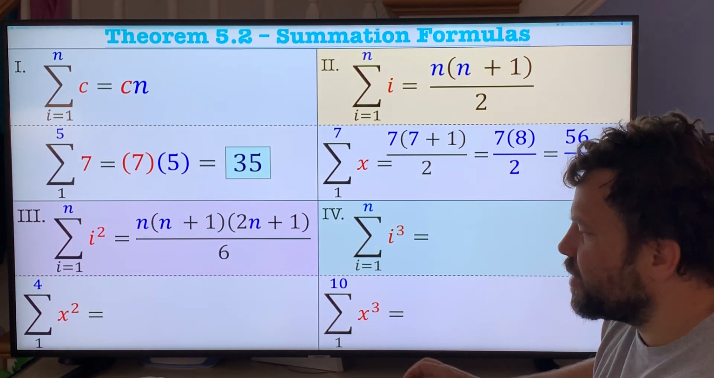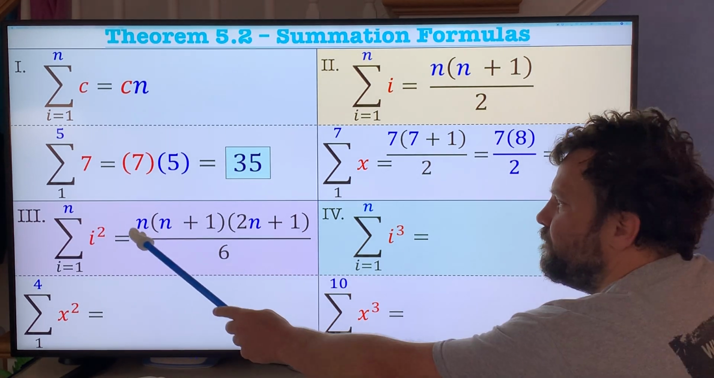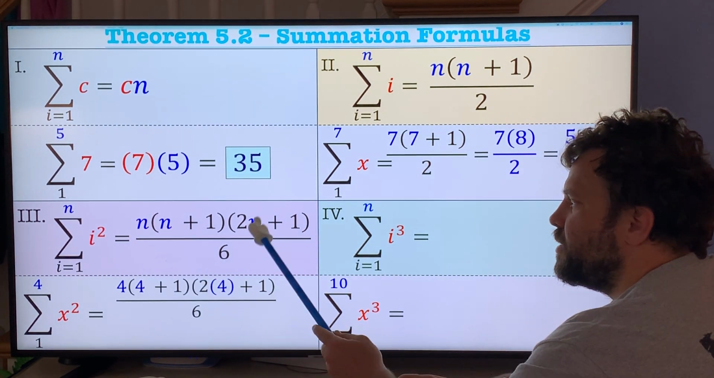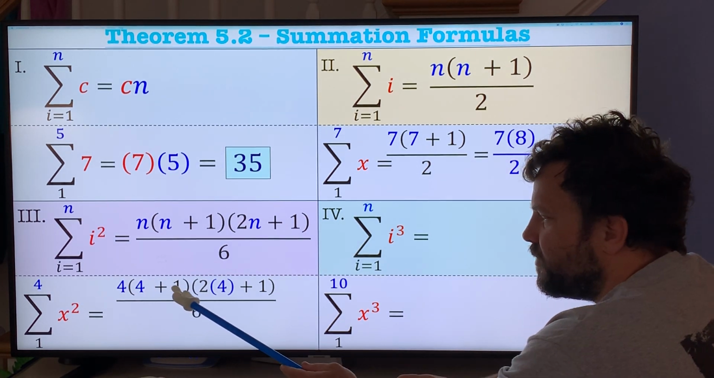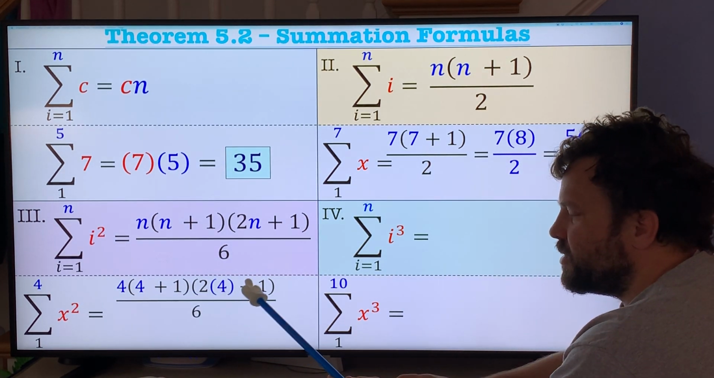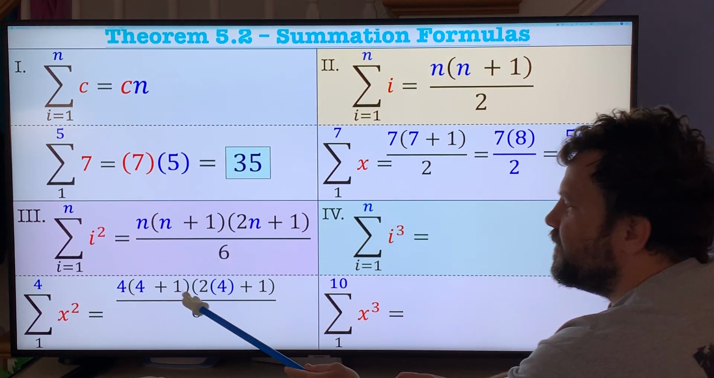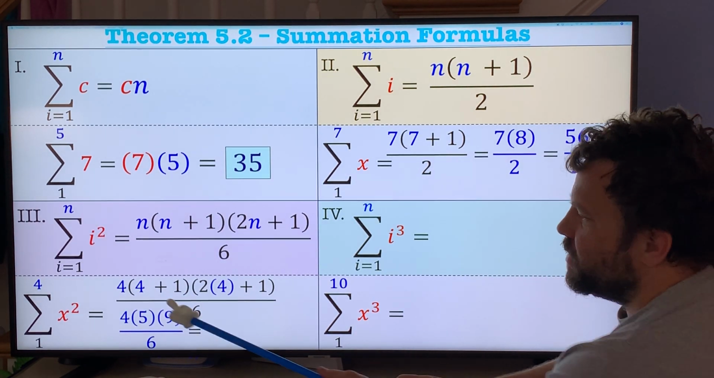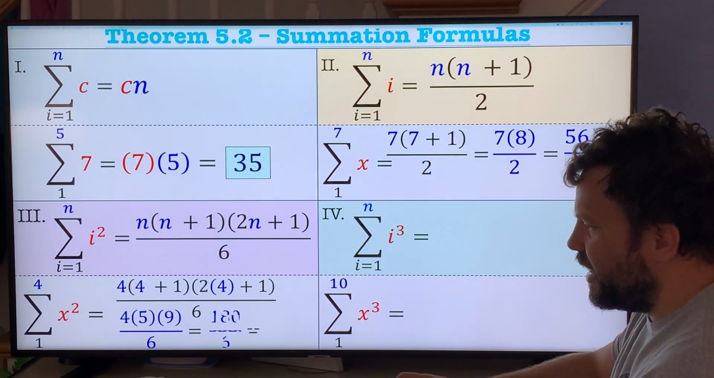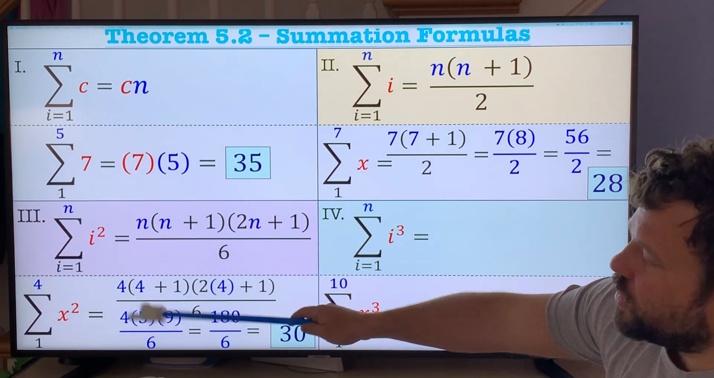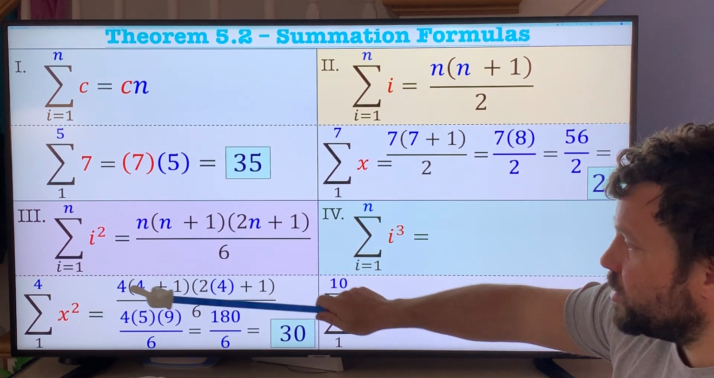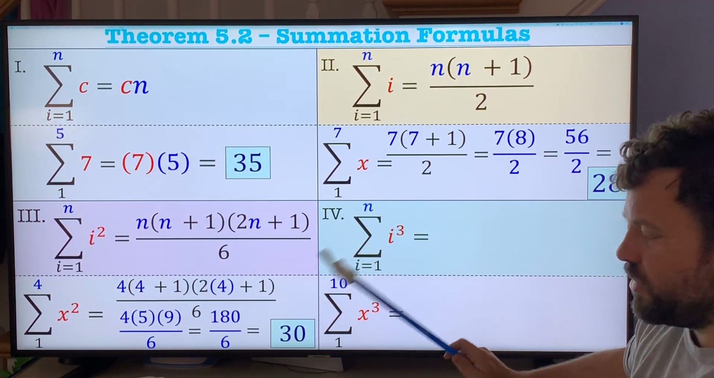Anyone? All right, so 4 plus 1, 2 times 4 plus 1. Now, 4 times 5, 2 times 4 is 8, 8 plus 1 is 9. 4, 5, 9. All right, 4 times 5 is 20, times 9 is 180 divided by 6, and you get 30 as an answer. So instead of doing 1 squared plus 2 squared plus 3 squared plus 4 squared, you plug it in here and you get 30, okay?